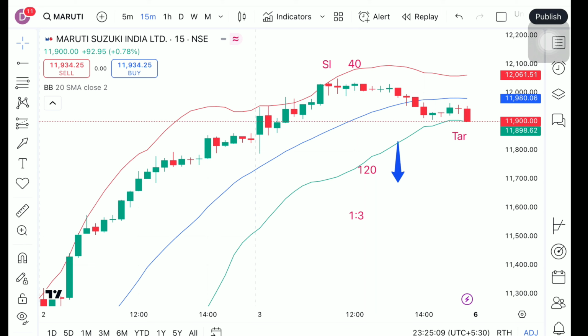And the third condition is to do at least 100 trades of backtesting, and then if you feel comfortable with this strategy, only then take real trades. It has almost 85% accuracy.